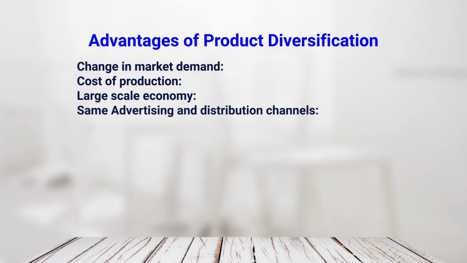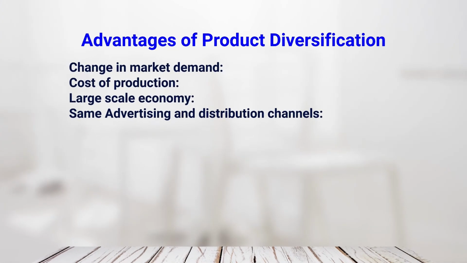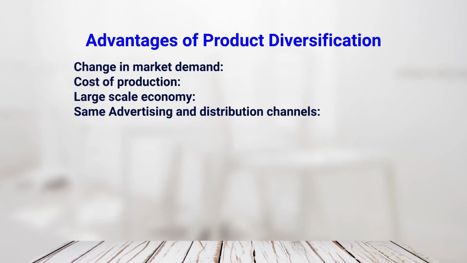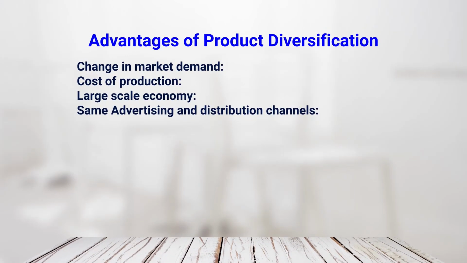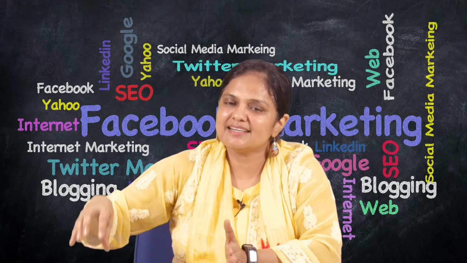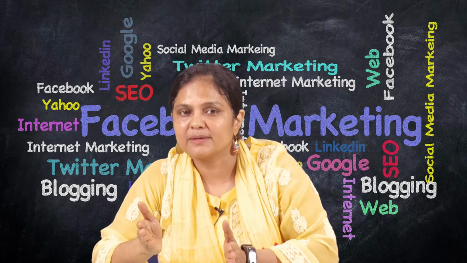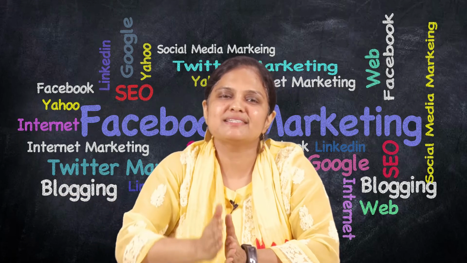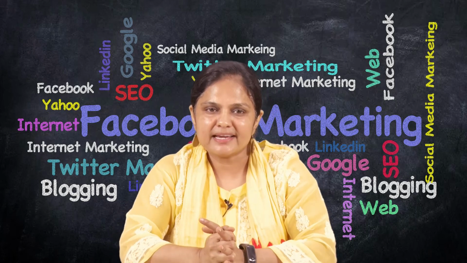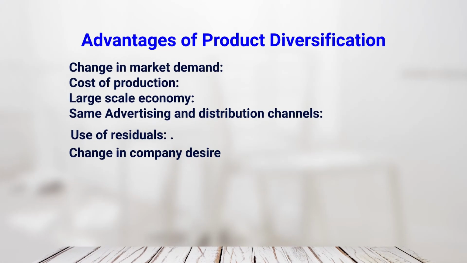If the company sees that the same advertising and distribution channels can fetch more business, then in this case also they may go for product mix dimensions, right? Maybe use of residuals. Suppose the company is a manufacturing company, and it has a byproduct. If the company can see that there is going to be a demand for that byproduct, and that byproduct can be converted into a main product, then in that case also a product mix decision would be a good choice.